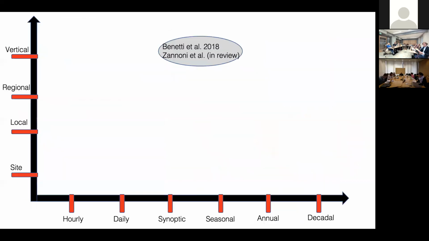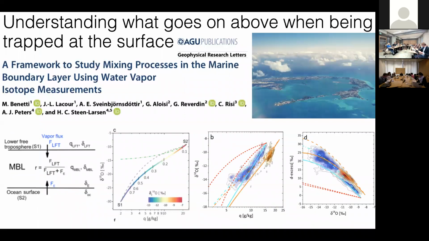Okay, so moving on to another study in the vertical. This is a study by Benetti from 2008, with a new figure from Zanoni that is in review recently. In this paper, we ask ourselves: even though we are constrained at the ground, could we say something about the mixing of the marine boundary layer? So what Mario and Benetti did was to develop a framework for studying the mixing processes in a marine boundary layer by saying, well, we know the marine boundary layer consists of evaporation from the ocean plus mixing of free tropospheric air.